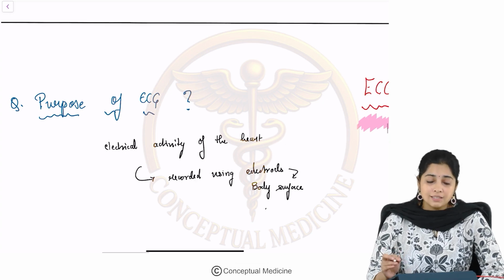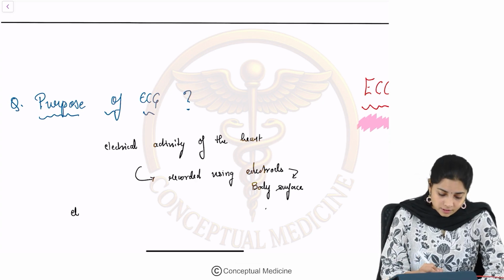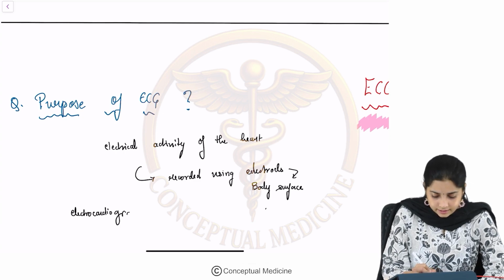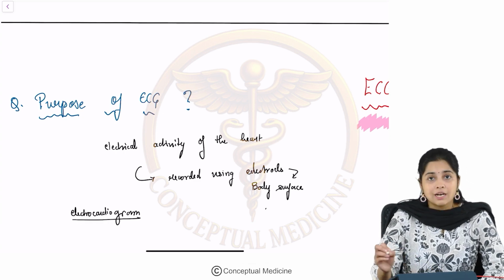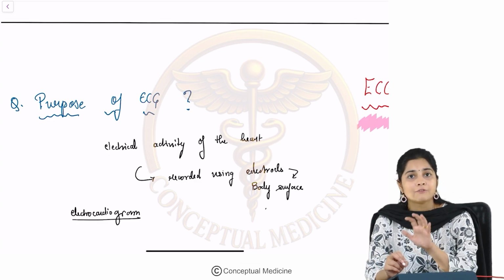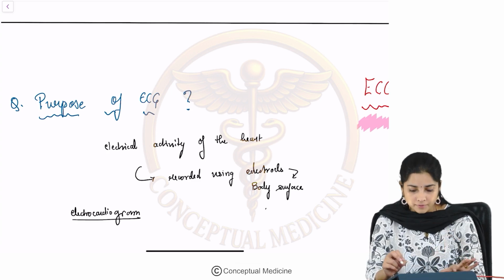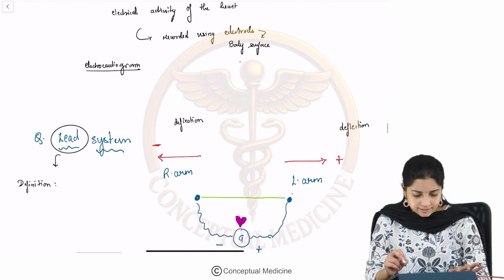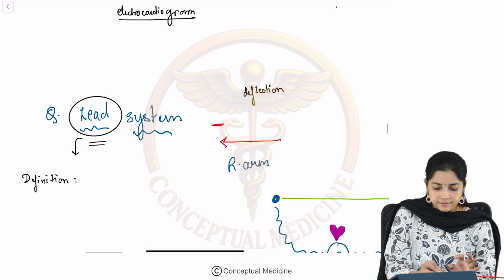So what does ECG stand for? It stands for electrocardiogram. It records the electrical activity of the heart in the form of graphs. Now, let us understand what a lead system is.